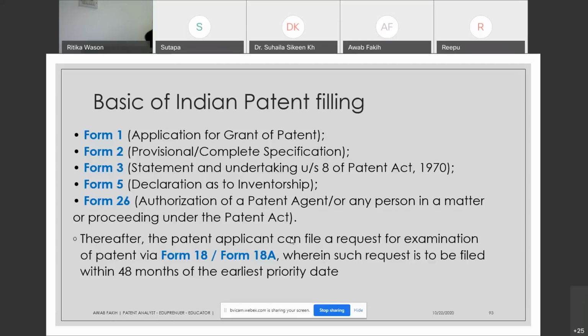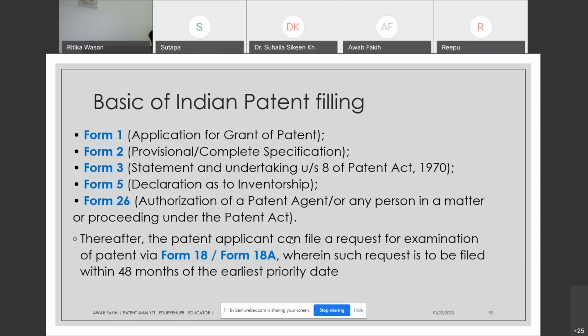Okay, I'll tell you, Jyoti. Form 26 is only used, for example, if you think you cannot do the complete process and you would require help, you need a patent attorney or a patent agent. Only in that case, if you're using a third party who will prosecute your application, you'll be using Form 26.